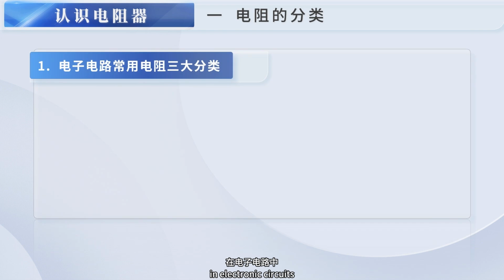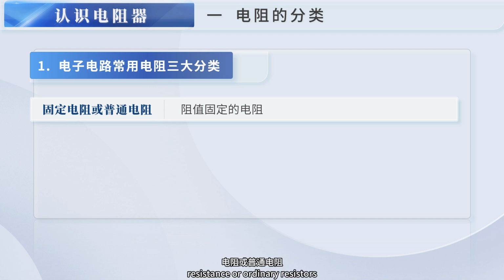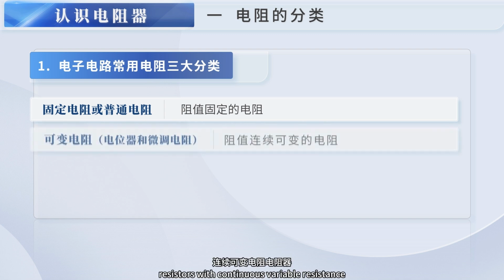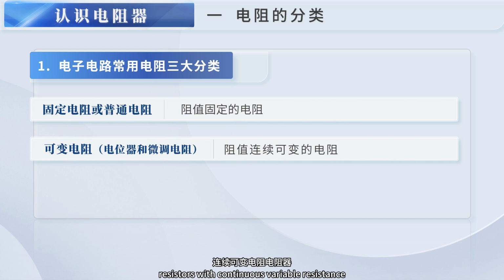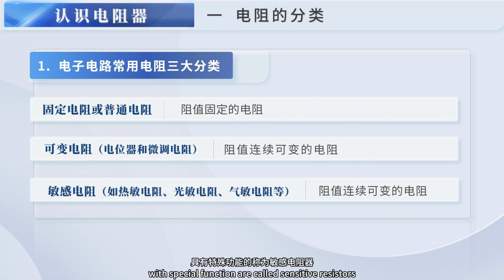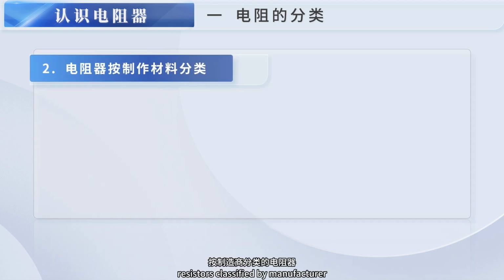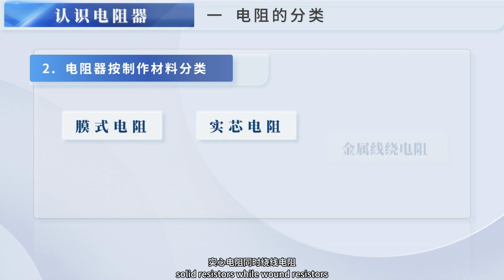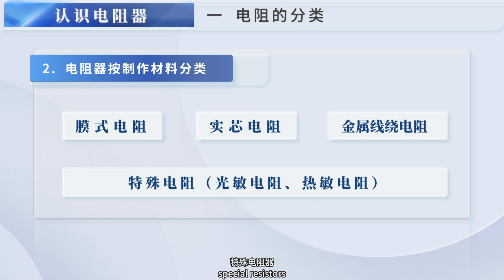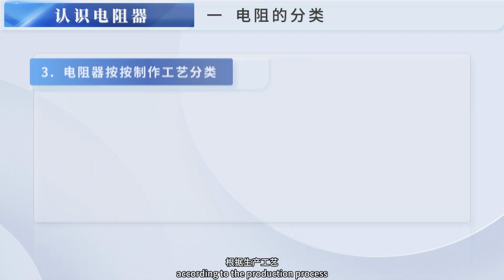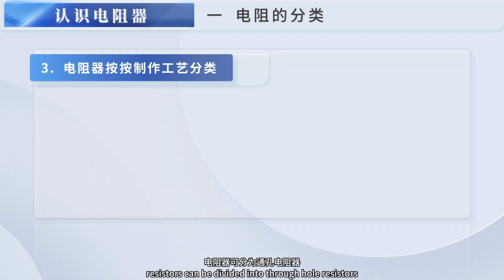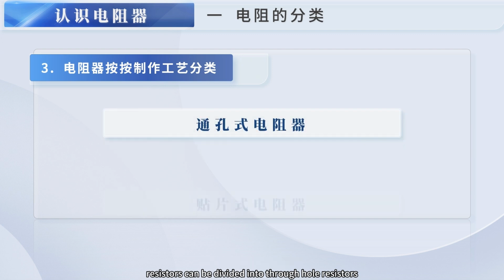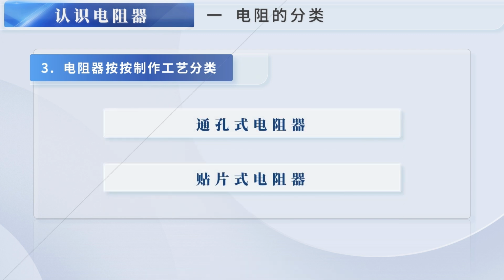In electronic circuits, resistors are divided into 3 categories. Resistors with fixed resistance, or ordinary resistors. Resistors with continuously variable resistance are called variable resistors. Resistors with special functions are called sensitive resistors. Classified by manufacturing material, resistors can be divided into film resistors, solid resistors, wire wound resistors, and special resistors. According to the production process, resistors can be divided into through-hole resistors and surface mount resistors.